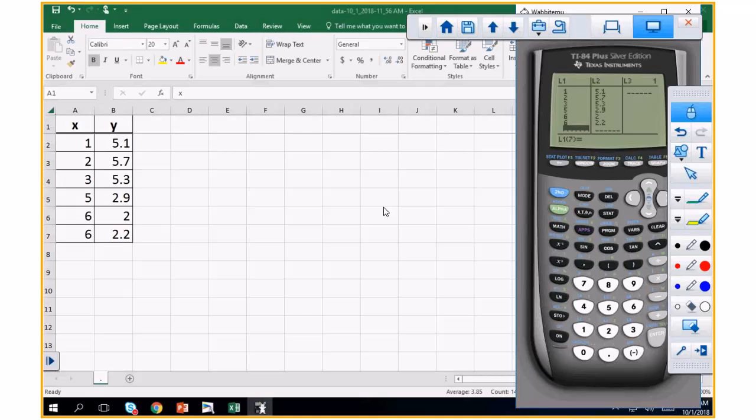If you don't have a calculator, you need to get a calculator either on your phone or get one that'll give you this, a TI 84, 83, 84, 85, 86, whatever.